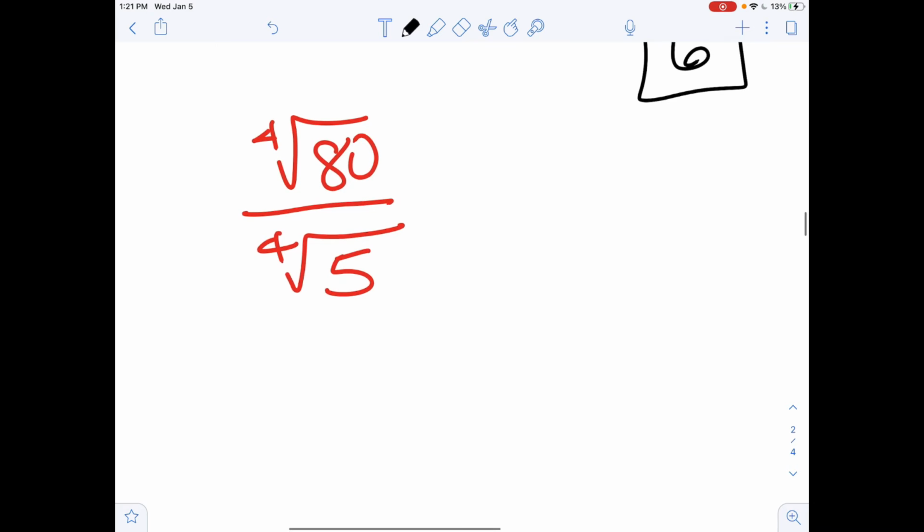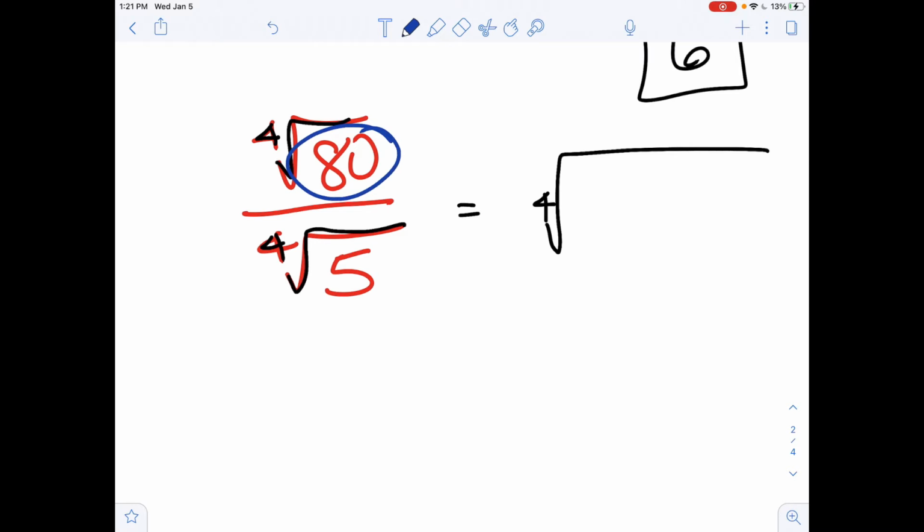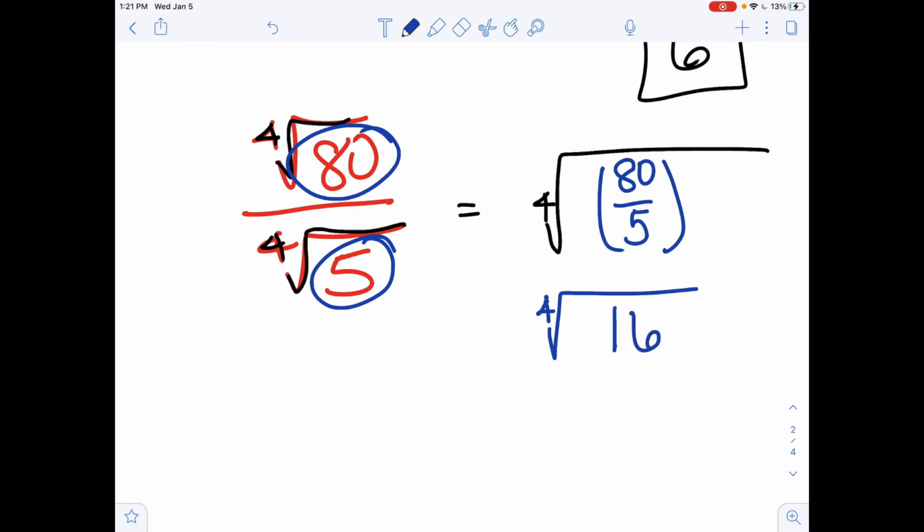All right, let's look at this one. We see that both of them have a fourth root on top and bottom, so they have a common index. So we're going to move this and change this. Instead of the fourth root of 80, which doesn't look great, and the fourth root of 5, I'm going to put 80 over 5 in here, which I know 80 divided by 5 is just 16.